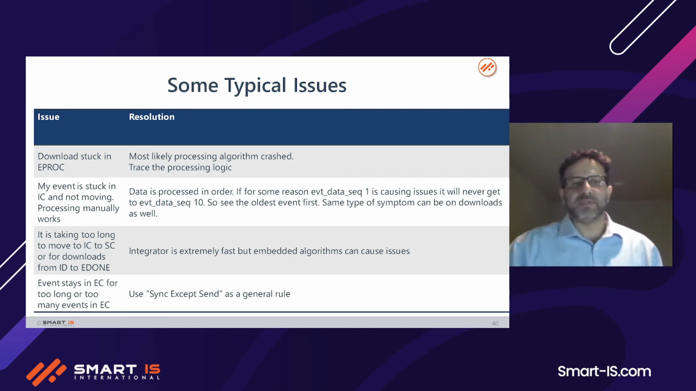Otherwise, eProc is something which is transient. Or there is another one, that my event is stuck in IC and it is not moving to SC, but if I click on it and say send, it goes to SC. It's a very typical pain.